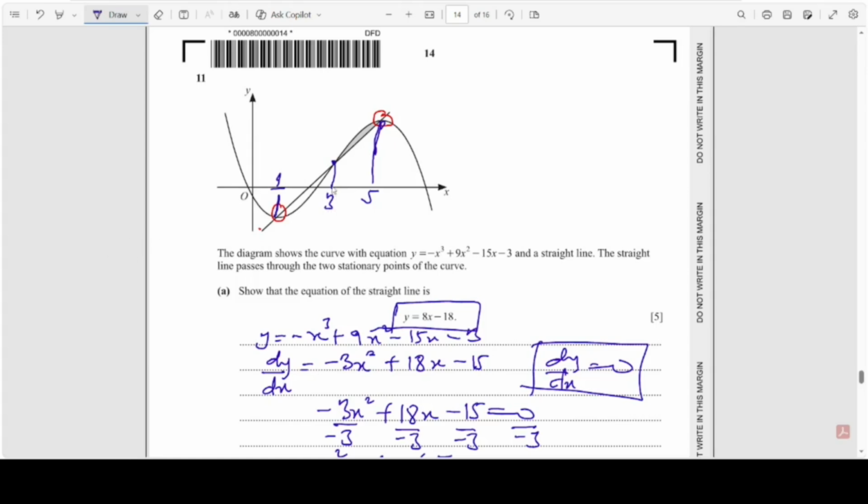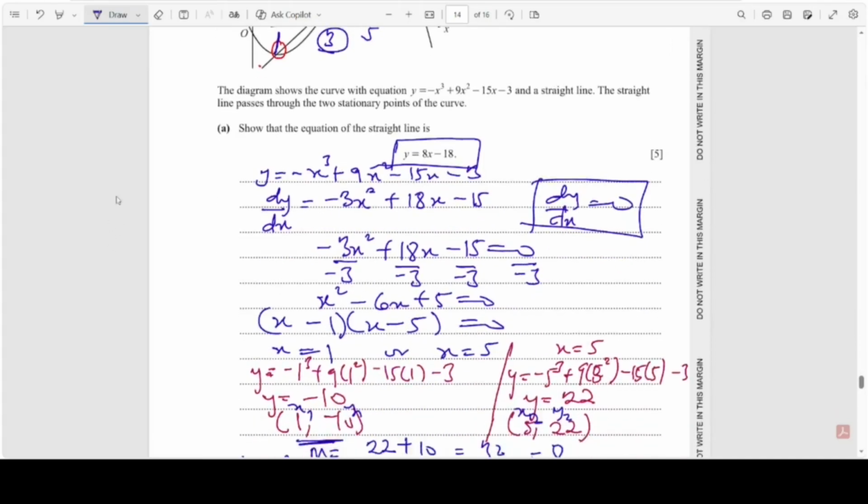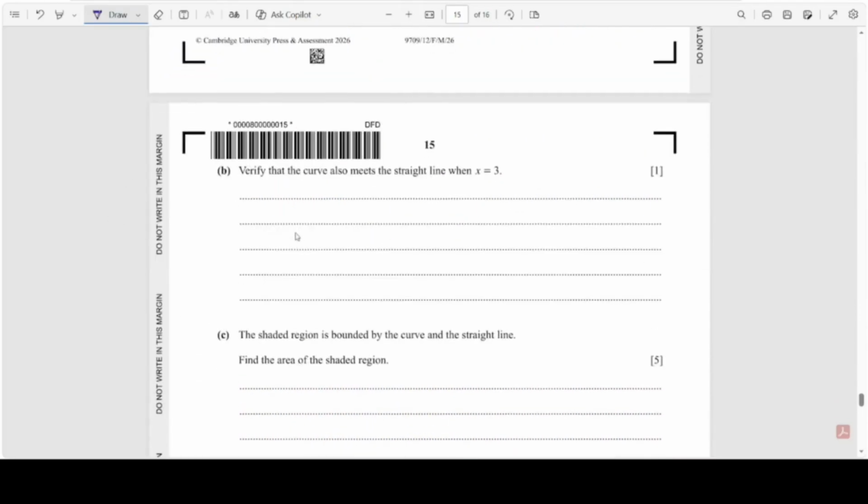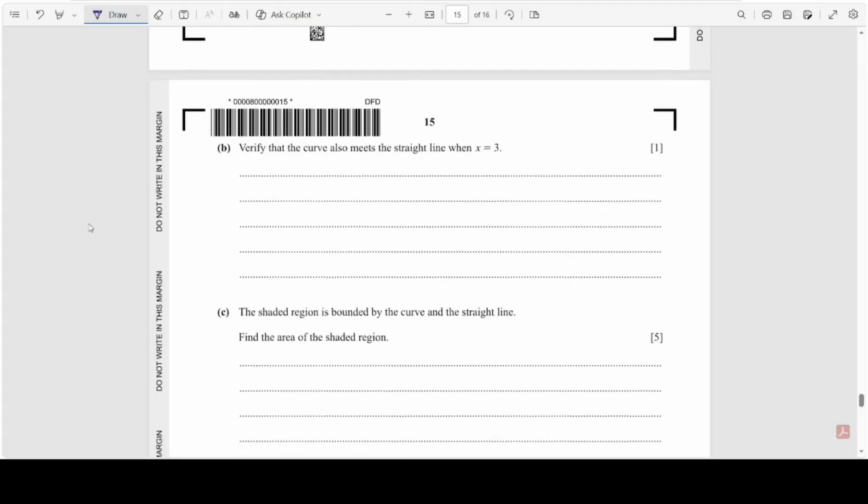If indeed the straight line meets the curve at x equal to 3, then the value of y at x equal to 3 is the same for the curve and for the straight line. So I'm going to substitute x equal to 3 into the straight line and find out what the value of y will be, and then do the same for the equation of the curve. If the two values are the same, then the curve and the straight line meet at x equal to 3. If they differ, it means that they do not meet. Over here, we have to verify that they actually meet at x equal to 3, and the values of y in both cases must be the same. If they're not the same, then there is something wrong.